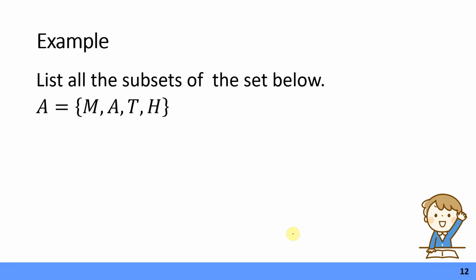So here they're asking us to list all the subsets of the set below. So we have this set that contains the letters M, A, T, H, right? Very beautiful set because it spells out math. But the elements are M, A, T, H. They're asking us to list all the subsets, all of them. So how in the world do I know when to stop? Well, again, we know the formula.